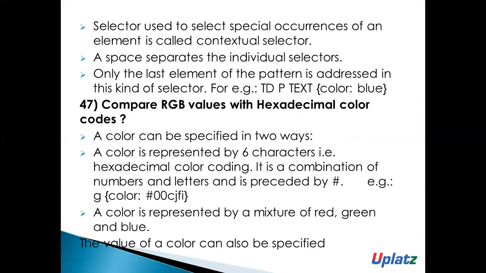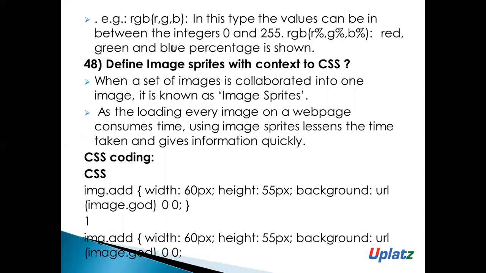Next is to compare RGB values with hexadecimal colors. There are two ways. Basically, they are represented by 6 characters, which is a combination of hexadecimal color coding. It can be a combination of numbers and letters, and it is preceded by a hash. A color is represented by a mixture of red, green, and blue. This is a default that we have already learned. That is the answer they are expecting for this particular question. In order to compare, you just show these two examples. That would be enough for this question.